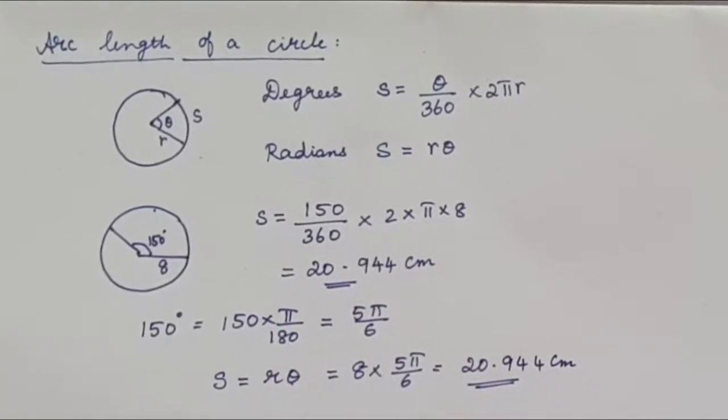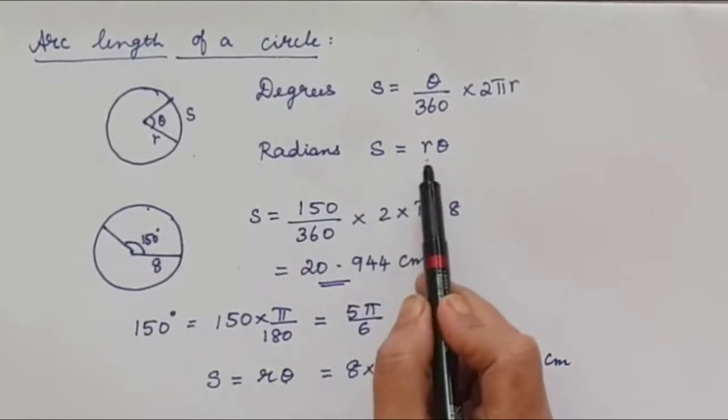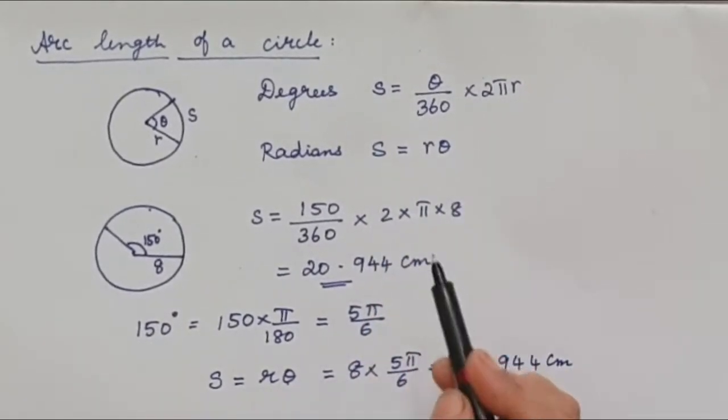So both the answers are the same. So when the angle is given in radians, we have to use the formula which makes the work simpler, S equal to r theta.